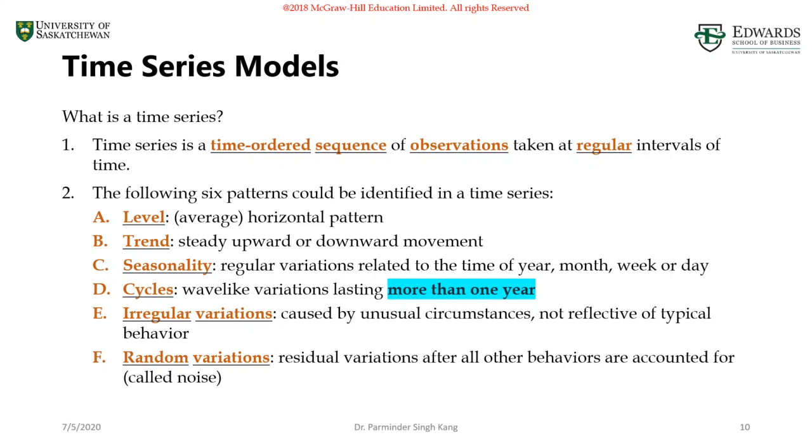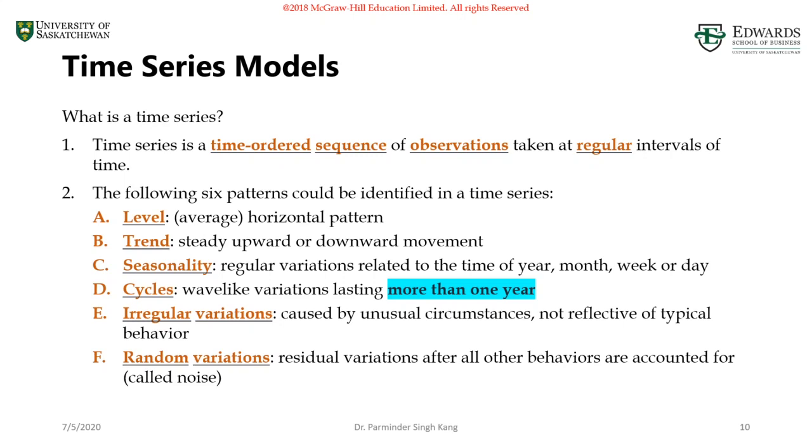The next one is irregular variations, which are caused by unusual circumstances. These don't reflect typical behavior. In this case, the behavior is influenced by an external factor. For example, shopper behavior being influenced by COVID-19, which is an external factor, right?